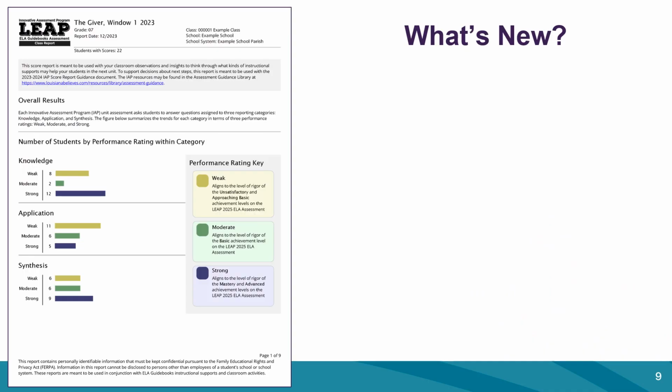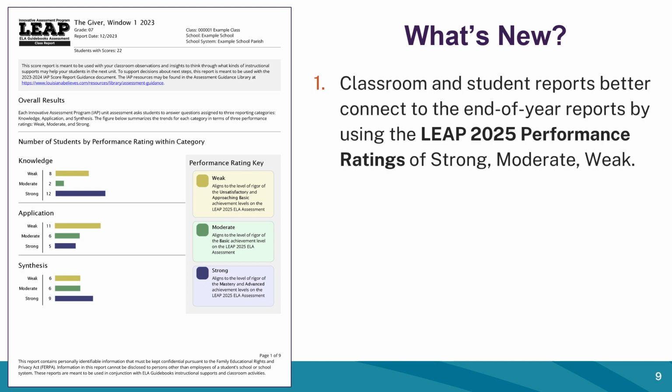So what's new in the 23-24 classroom score report for grades 6, 7, and 8? First, instead of raw scores, student performance is characterized in terms of the LEAP 2025 performance ratings. Unlike raw scores, these ratings can be directly compared across units, meaning that, for example, ratings from The Giver in Window 1 can be compared to ratings from A Christmas Carol or Written in Bone in Window 2.